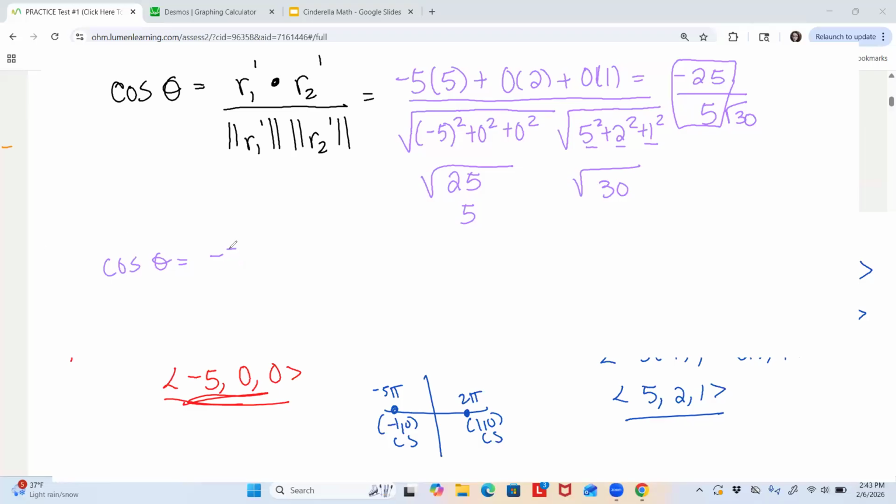If I could write neatly. Over the square root of 30. Inverse cosine. Theta is inverse cosine of negative 5 over root 30. And now the directions did say to round off, so at this point we'll go to the calculator.